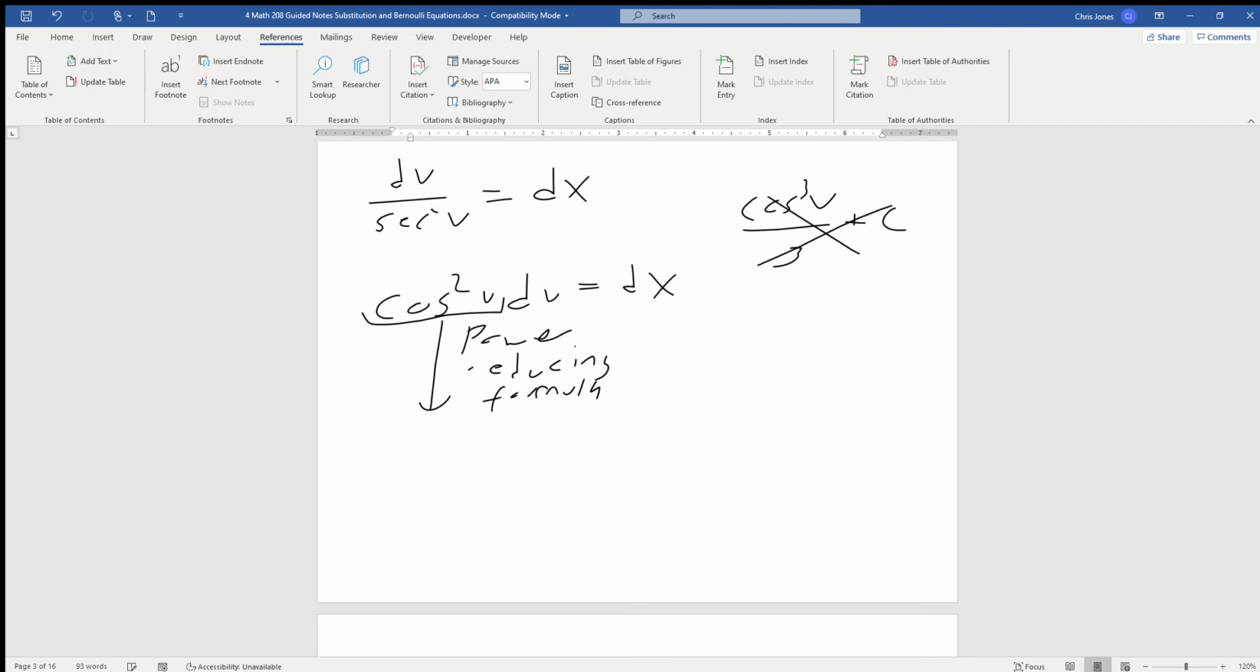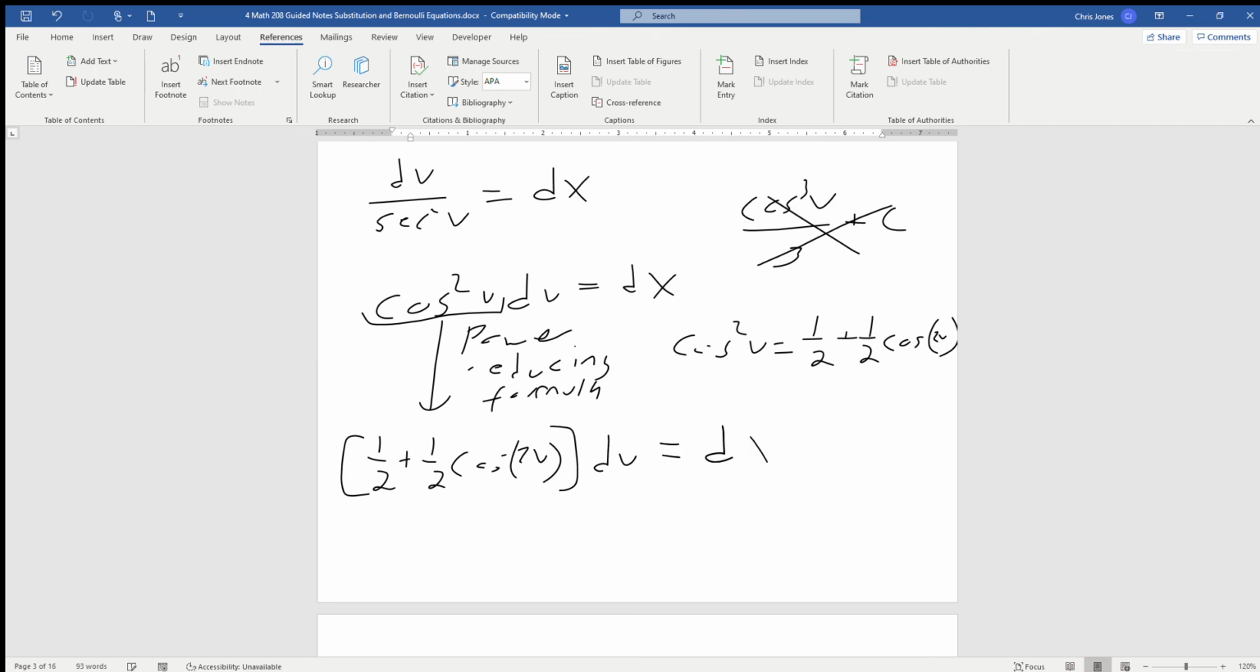This is one that we're going to use a lot throughout the course, and in fact throughout your mathematical careers. Remember that cos squared of v can be written as 1/2 plus 1/2 cos of 2v. And that's on that sheet. I think it's on the back of the unit circle. So make sure you have those at your disposal, so that you can utilize those sorts of formulas. So we're going to rewrite this as 1/2 plus 1/2 cos of 2v dv is going to be equal to dx.